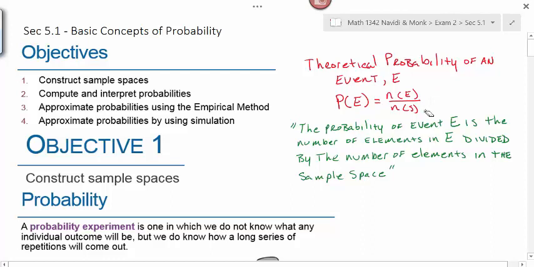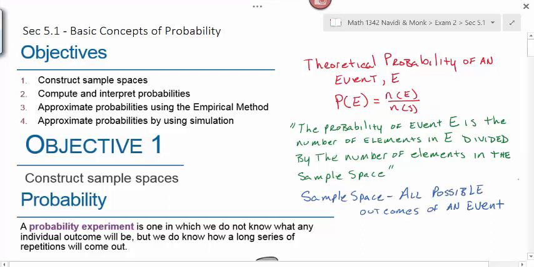Well, we don't know what a sample space is, so let me define that for us. The sample space is just the set of all possible outcomes for any event. So for example, if I asked you to find the theoretical probability of tossing a coin and getting a head, my event would be tossing a coin and getting a head. The number of elements in my event is 1 because there's only one head on a coin. The number of elements in my sample space is equal to what? 2, because my sample space consists of both a head and a tail.